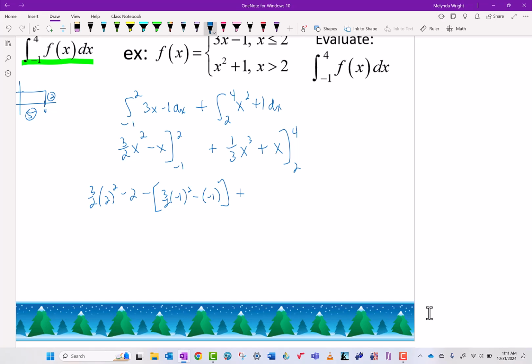Okay, so then we go to our next little piece. So I've got 1/3 4 cubed plus 4 minus, then I've got 1/3 2 cubed plus 2. And that is a lot of arithmetic. I will just tell you, when you finish with all the arithmetic, and it's a lot, you should get 133/6 after all of our arithmetic. Okay?